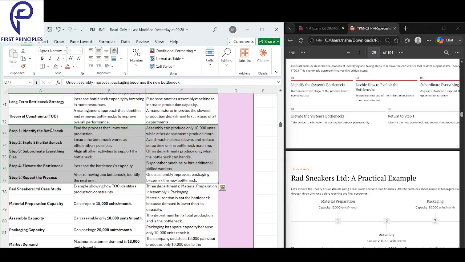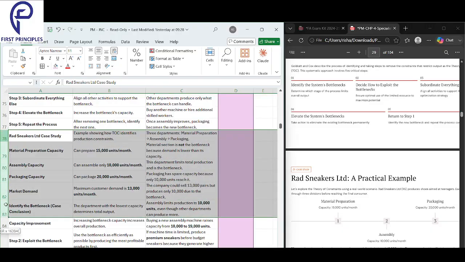Next, you align all the other activities of the business just to make sure that you give the bottleneck what it needs and not go over and beyond its current capacity. In the long term, elevate it. Increase the capacity and repeat the process. So we have an analogy here.